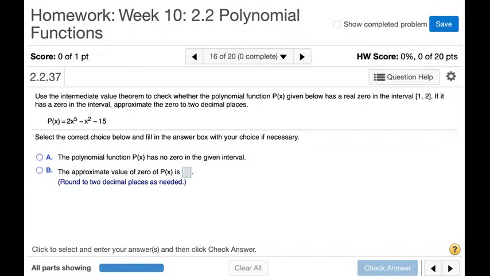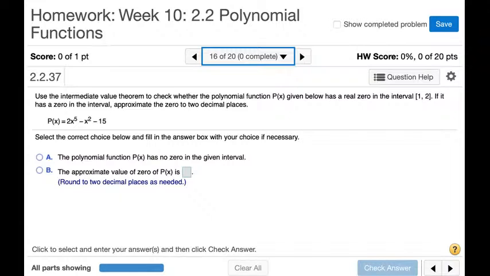I think we're back. Okay, use the intermediate value theorem to check whether the polynomial function has a zero. Okay. So with the intermediate value theorem, because polynomials are smooth continuous curves, if we want to verify that it has a zero somewhere in this interval, all we do is plug in the endpoints and show that there's a sign change. So when we plug in 1 and we plug in 2, as long as there's a sign change, this is a polynomial, then that's what we need.